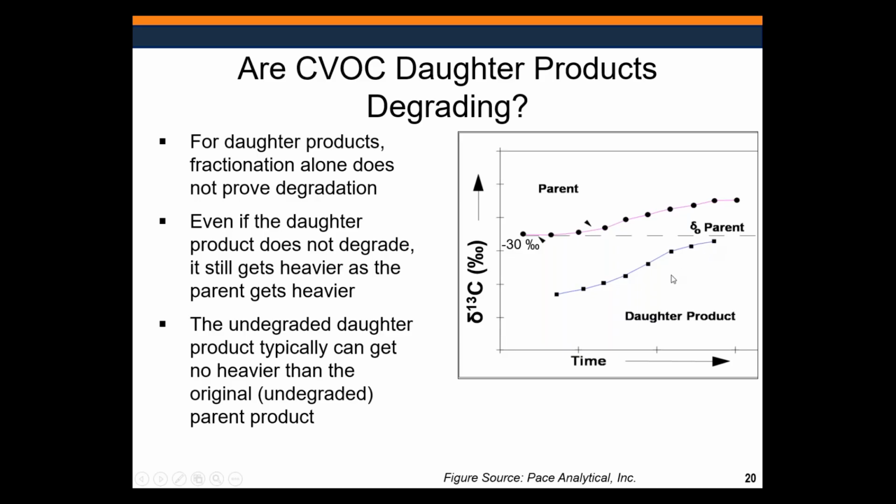So that's the important point. That daughter product will never get heavier than the original parent if it's not biodegrading. So you'll never see cis above about that -30 per mil metric if you're sampling out in the field.